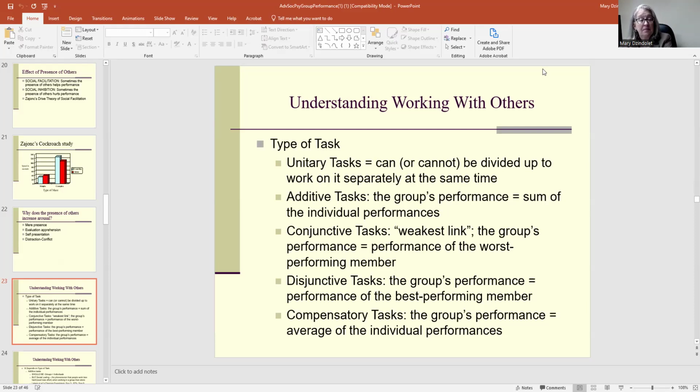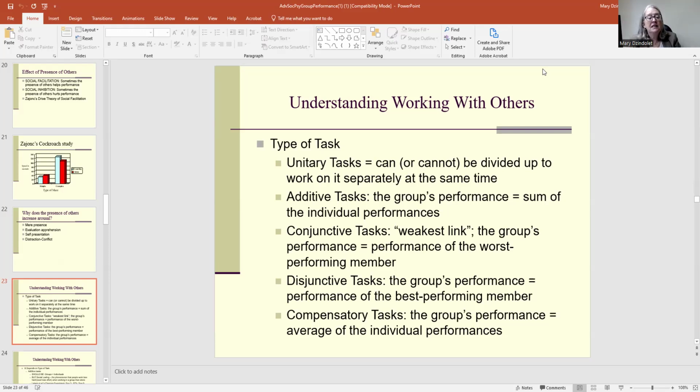That's a unitary task. Other tasks can be divided up, and how you piece them back together, or how the rewards are decided, will determine what type of task they are. So there are additive tasks. These are tasks where the group performance is equal to the sum of the individual performances. Think of a tug of war. How much pressure is my group going to exert on this rope? It's how much effort I exert, and the person behind me, and the person behind them, and the person behind them. You add that up, and that's how much pressure is going to go on the rope.